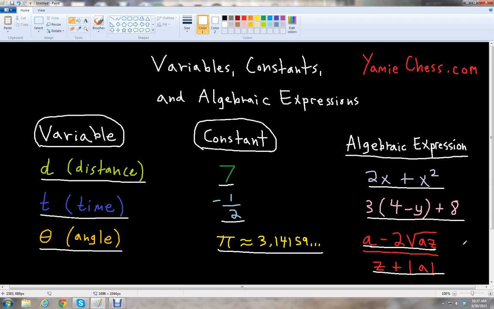So we can have algebraic expressions with just one variable. There might not be any constants. You could have something like x to the third. That could be considered an algebraic expression. Or you can have the algebraic expressions that have both the variables and the constants together, like we see in these 3 examples. So as long as you have some variables in your expression, it's considered an algebraic expression.